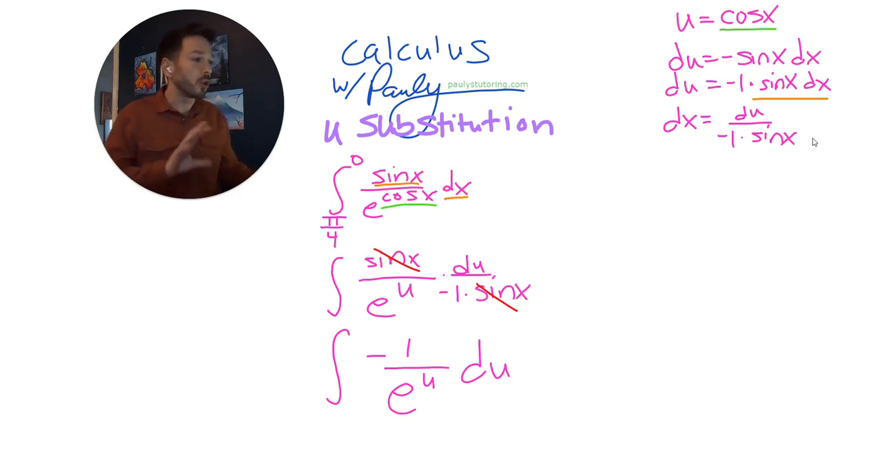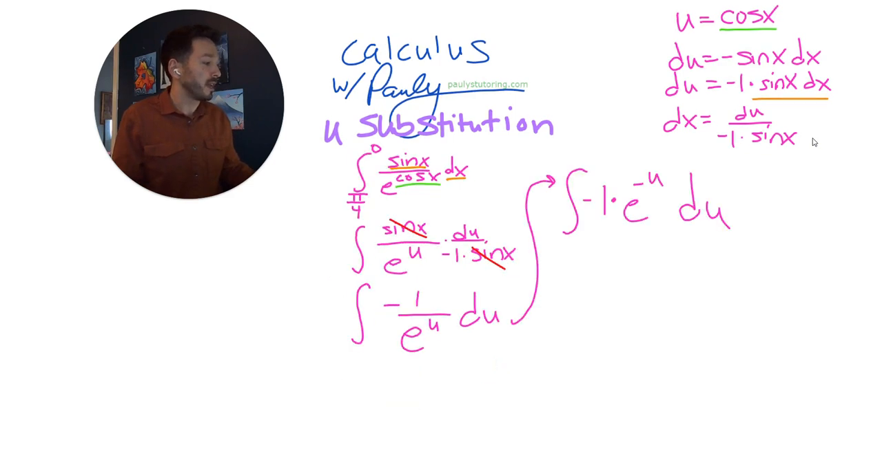No more x's. Notice I'm not writing the bounds in our integral. It's still a definite integral, but those bounds were in terms of x, not u. So if you wanted to write the u bounds, you would have to plug them in and find them. Remember, at the top right, u equals cosine of x. You can find the u bounds that way, but I don't think that's necessary. So the next step would be to use our rules of exponents, bring e to the top.